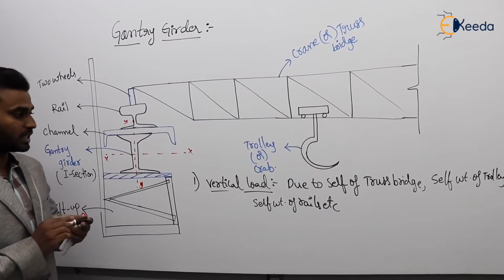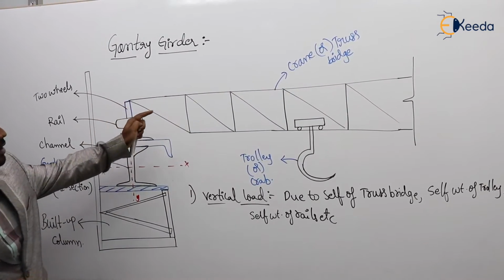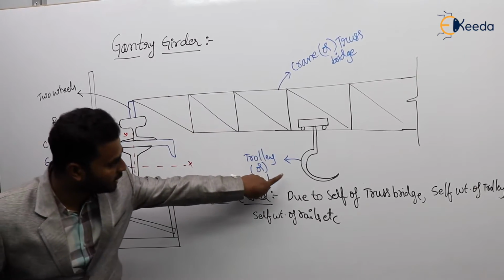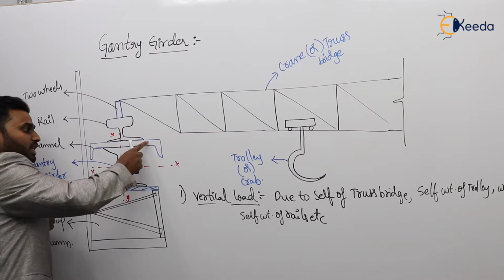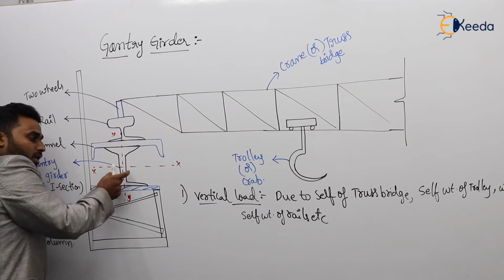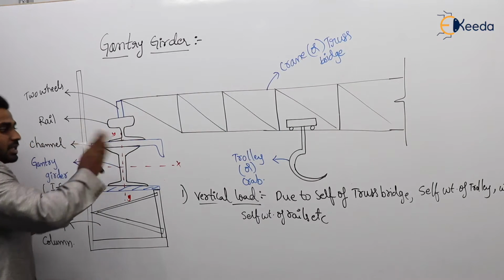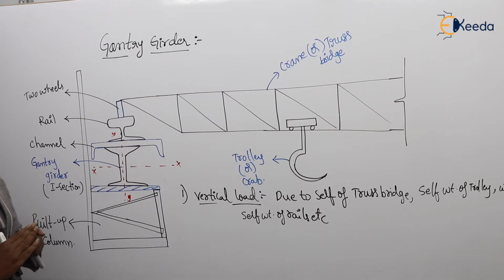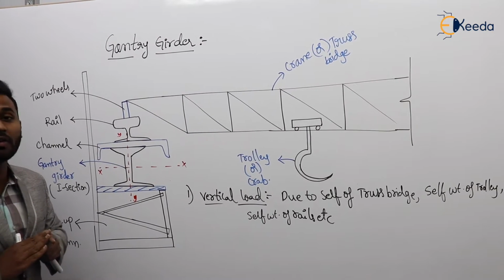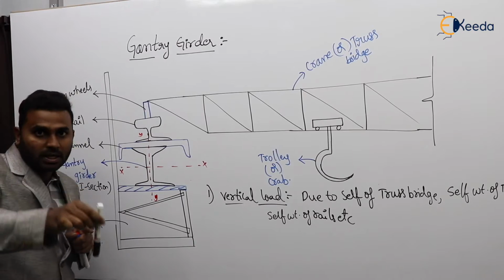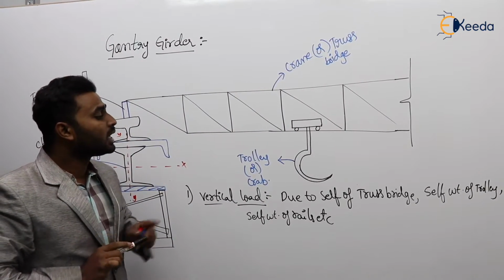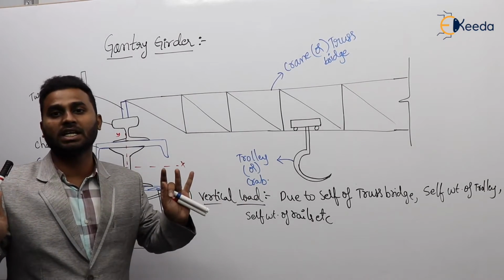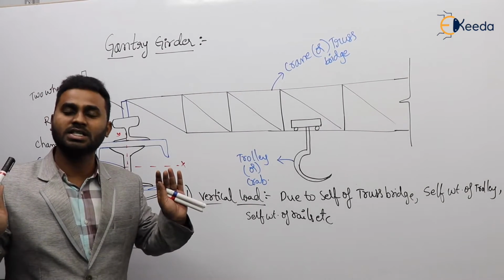Once again, because of the self weight of this crane bridge, the weight on the trolley, the self weight of the crab, the self weight of the rail and the channel's own self weight, and the load on the crab, the gantry girder is subjected to load in the vertical direction. This is the vertical direction. And if you observe, all these self weights are static in nature.